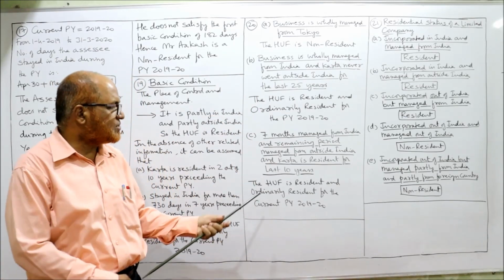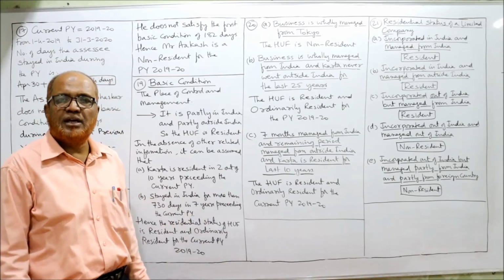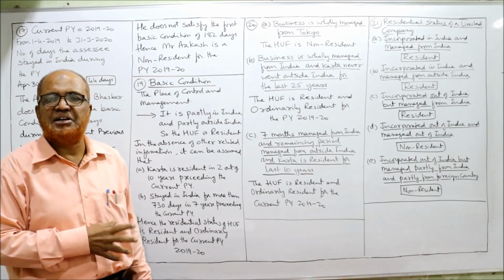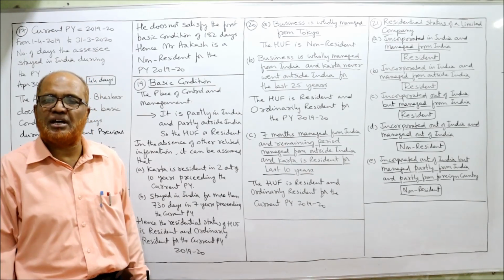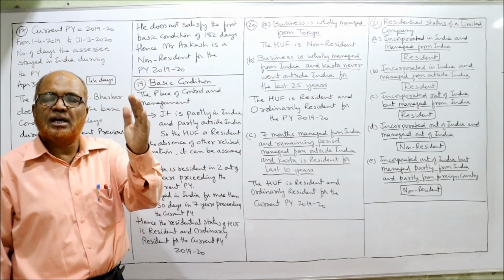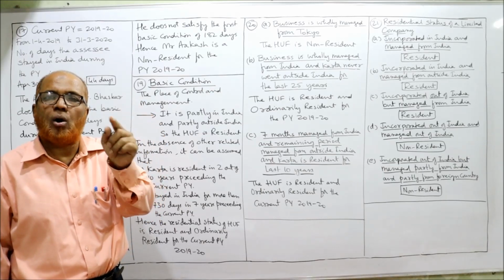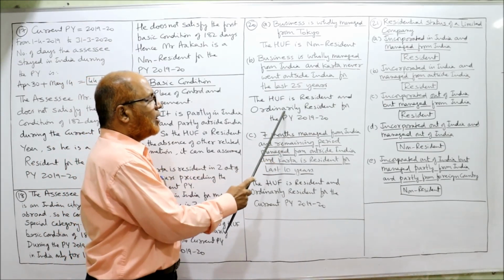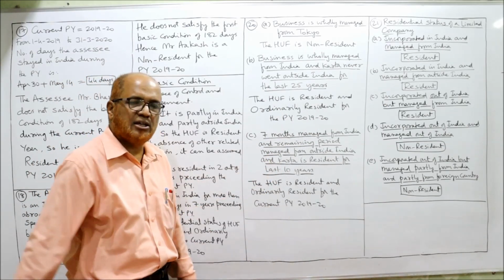That means he satisfies the first basic condition. He is a resident in 2 out of 10 previous years. He stays more than 730 days during the 7 years preceding the relevant previous year. He satisfies both the additional conditions. So the HUF is resident and ordinarily resident. The HUF is resident and ordinarily resident for the previous year 2019-20.